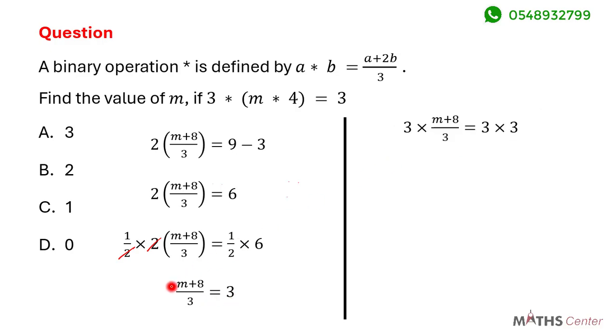I'll now multiply both sides by 3 to remove the fraction. So I'll multiply the left hand side by 3 and the right hand side by 3. 3 and 3 will be gone. 3 times 3 gives us 9. So we are going to have M plus 8 is equal to 9. And so M will be equal to 9 minus 8, which is 1. When we look through the options, we can see that the correct one is C.